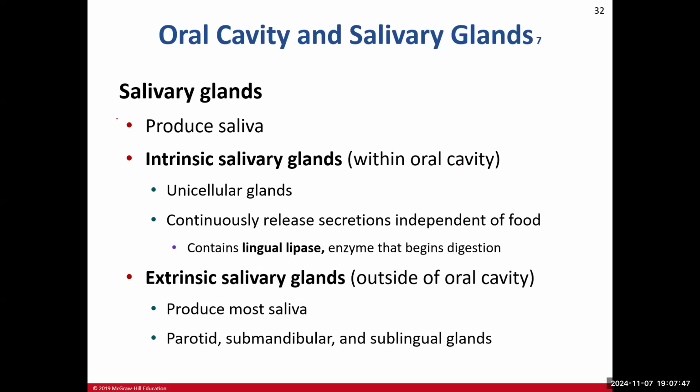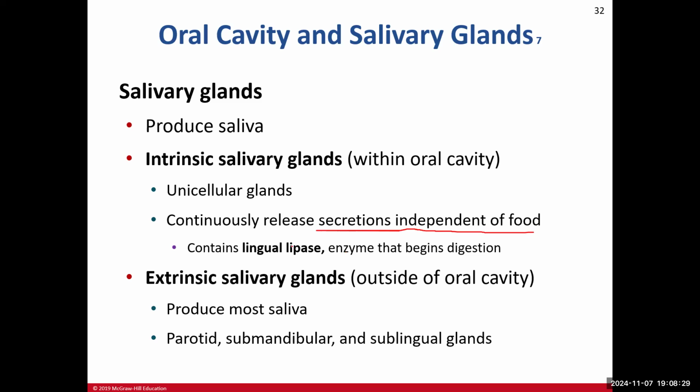All right, let's talk about our accessory structures, the salivary glands. We have a couple types. You have intrinsic salivary glands and then extrinsic salivary glands. The intrinsic sit inside the oral cavity. Those are unicellular glands, similar to a goblet cell, because goblet cells are unicellular. But these guys are constantly producing secretions. It does not matter whether you've eaten food, thought about food, or smelled food. They're constantly keeping the lining of your oral mucosa moist with their secretions.